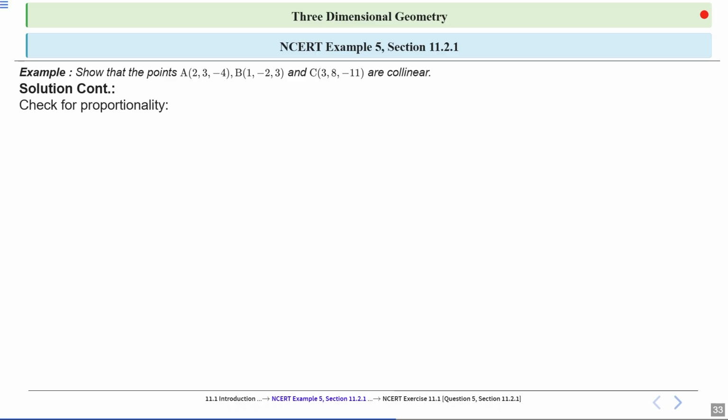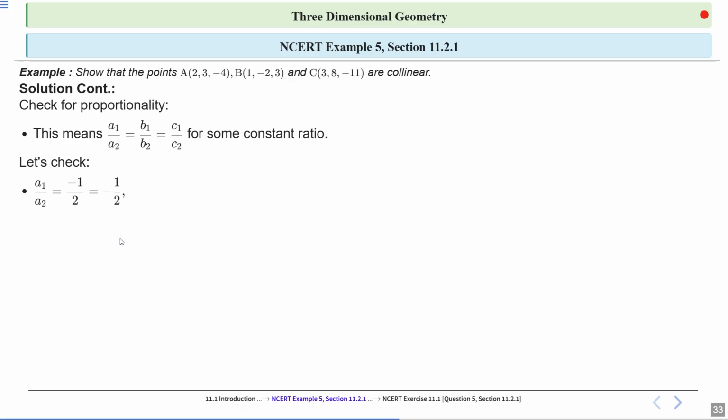Now check for proportionality. This means A1 divided by A2 equals B1 divided by B2 equals C1 divided by C2 for some constant ratio. Now let's check. A1 divided by A2 equals minus 1 divided by 2 equals minus 1 by 2. And B1 divided by B2 equals minus 5 divided by 10 equals minus 1 by 2. C1 divided by C2 equals 7 divided by minus 14 equals minus 1 by 2.